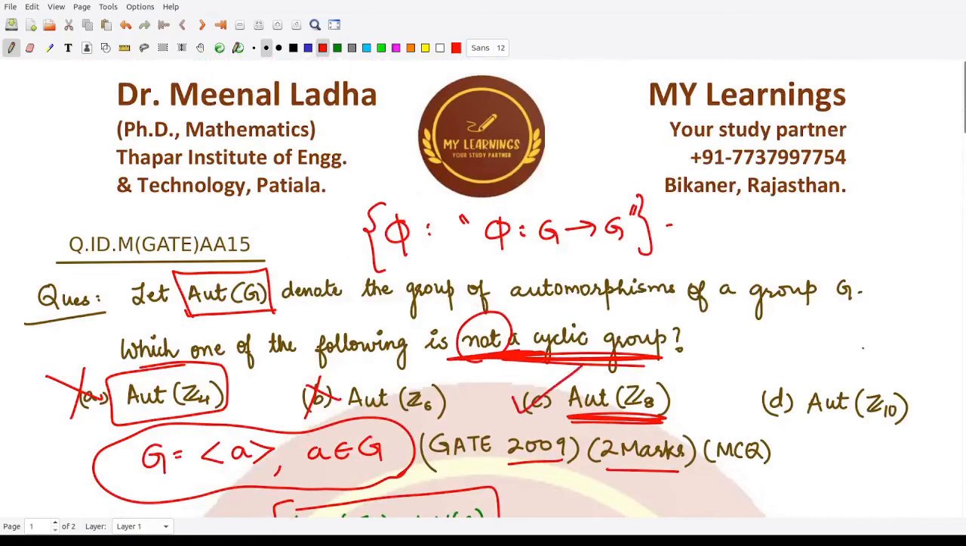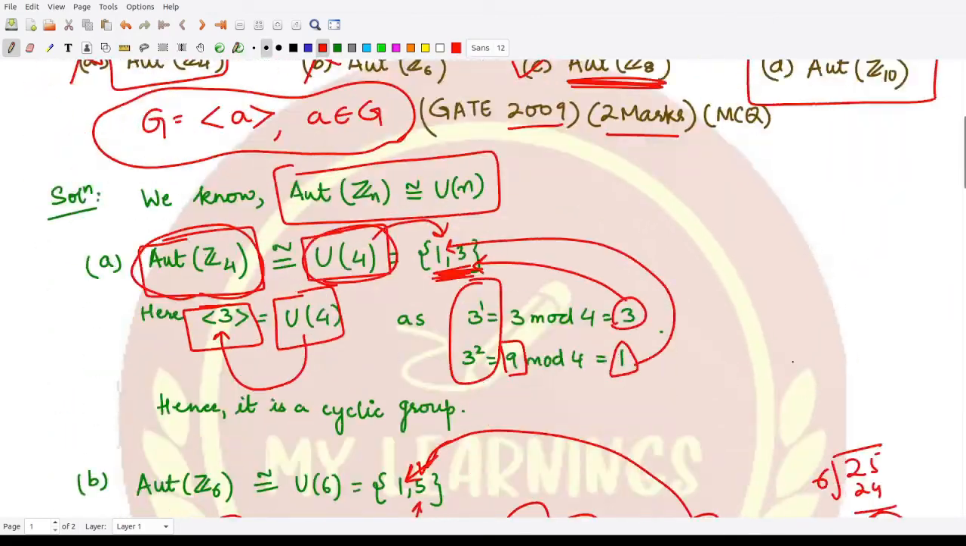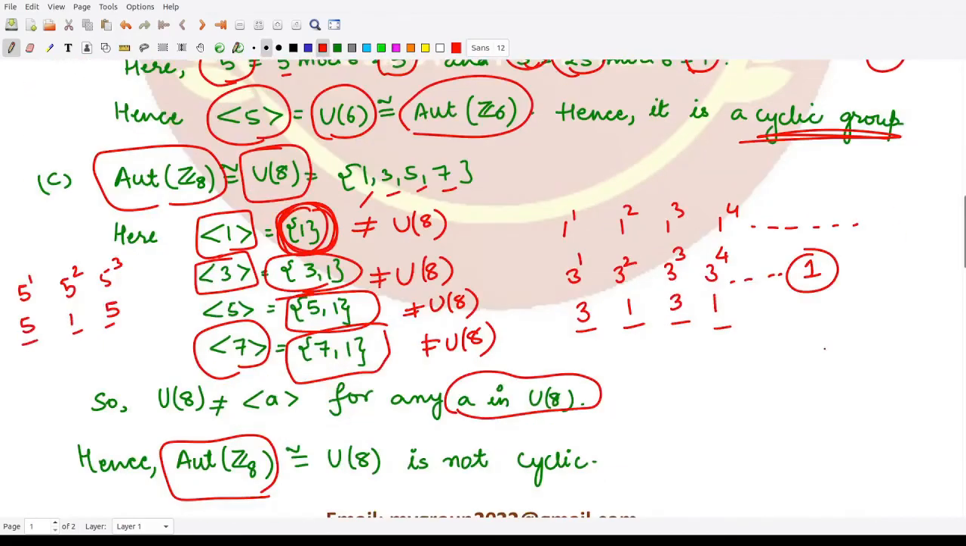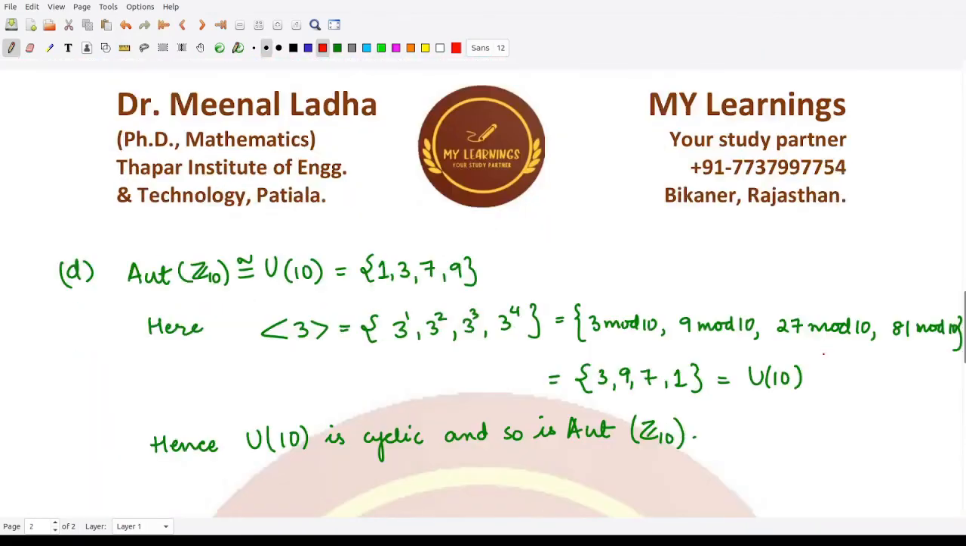For the sake of completeness, let me also discuss option D. For option D, is it a cyclic group or not a cyclic group? Let's have a look. So here in this case, you may see automorphism of Z10 is isomorphic to U10. And what is U10? It consists of 4 elements: 1, 3, 7 and 9.